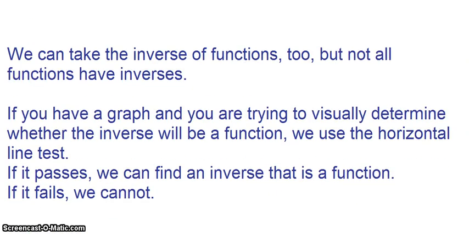Now, we can't let inverses just go for relations. They do exist for functions, however, not all of them, or at least not all of them will be functions in the end still. So if you have the graph, which is one way to tell whether your inverse is a function or not, if it fails the horizontal line test, then our inverse is not a function. However, if it passes the horizontal line test, our inverse is a function.